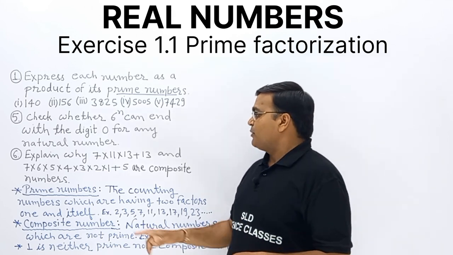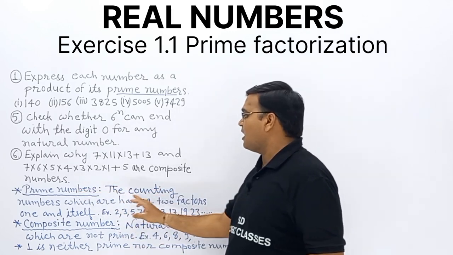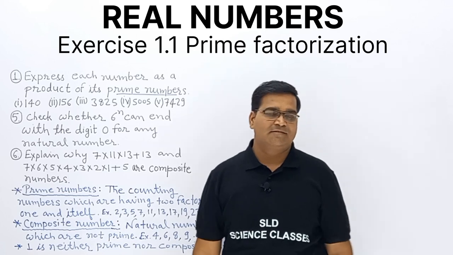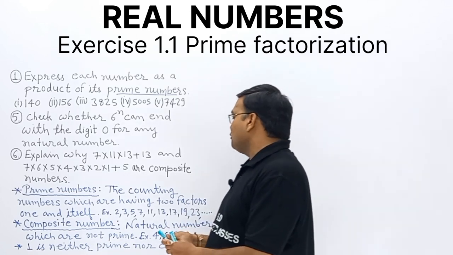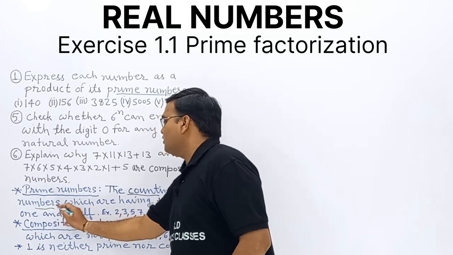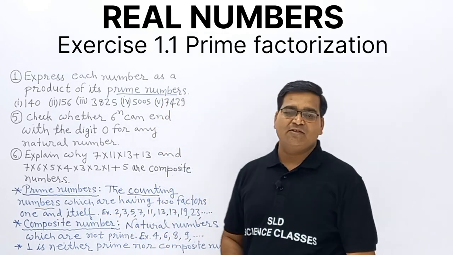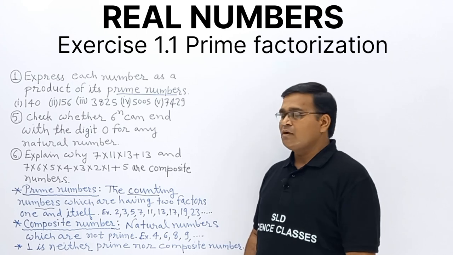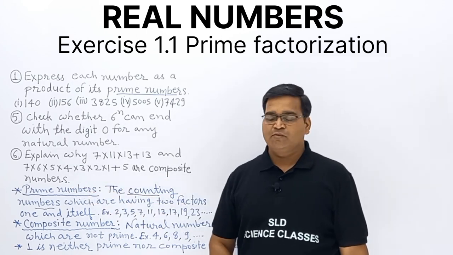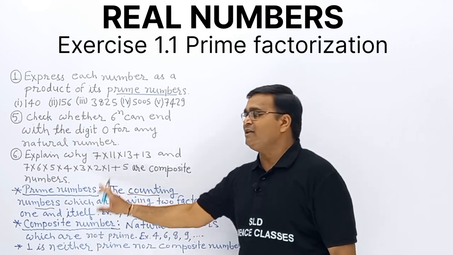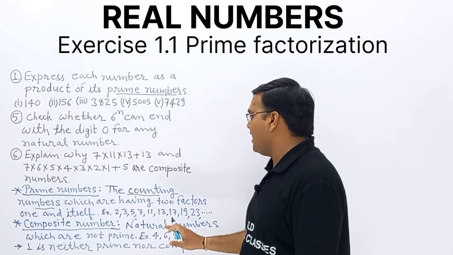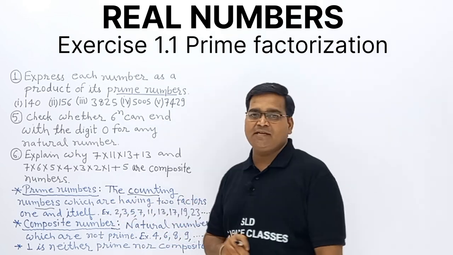So what are prime numbers? The counting numbers which are having 2 factors. What am I discussing? Prime numbers. So what about the prime numbers? Prime numbers are counting numbers which are having 2 factors.